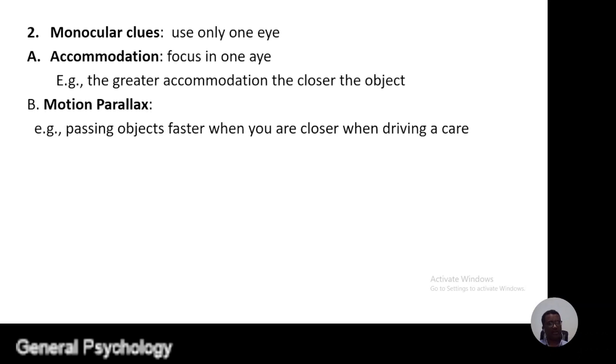Second, motion parallax. Motion parallax means it is a movement. Something which moves slowly can be easily understood, and something which is moving very fast is very difficult to understand. For instance, passing objects faster when you are closer when driving a car. It is very difficult to understand because there is a motion parallax there.